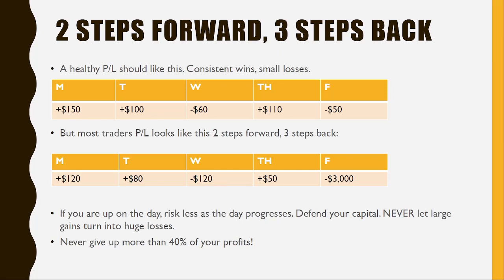But most new traders that I speak to, their P&L looks like this. 2 steps forward, 3 steps back. On Monday, they made $120. Tuesday, $80. Wednesday, they gave some gains back. Thursday, they recovered some of the losses. Friday, they lost $3,000. They blew up their account. You laugh, but it's true. You see it all the time. People say, oh, I gave back all my gains on the week playing Lotto Friday, playing zero DTE Tesla lottos. Come on. Stop this.